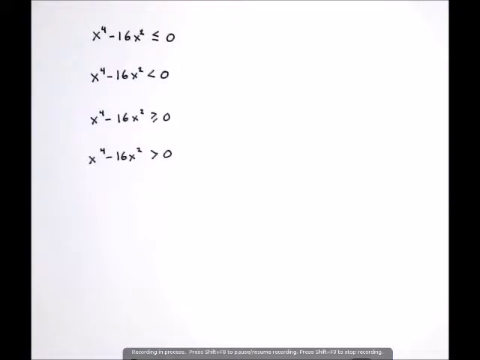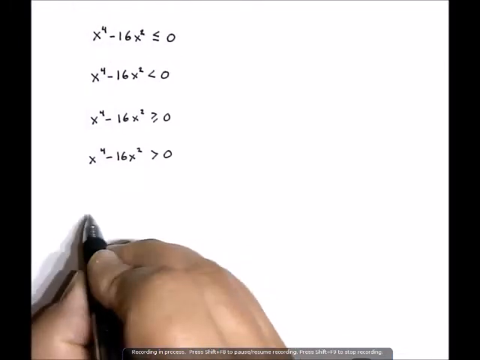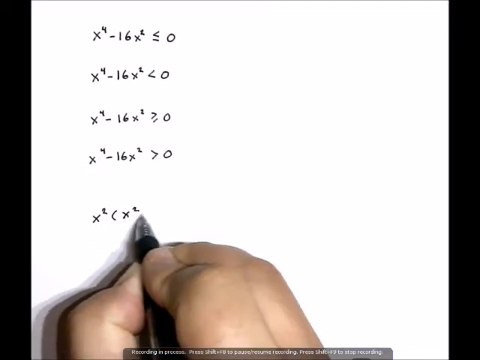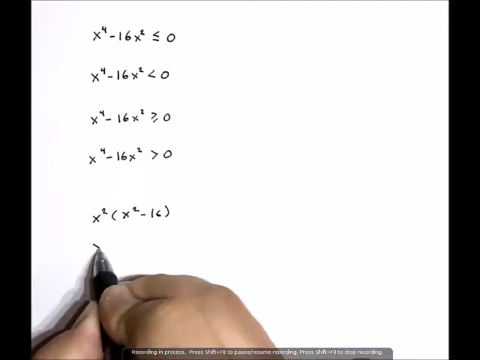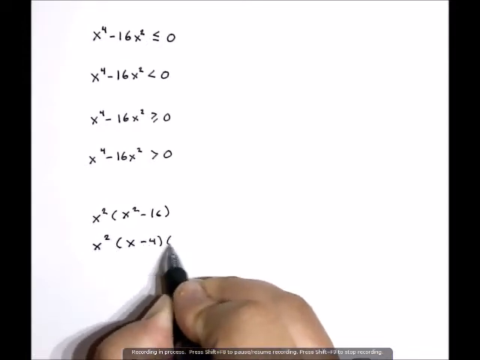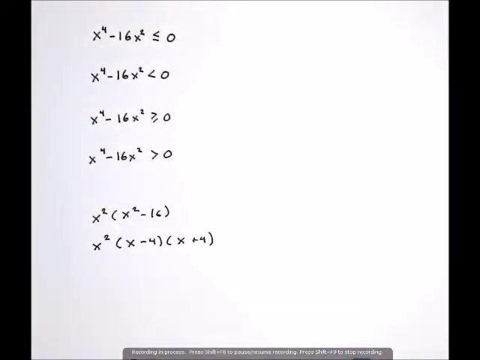And lastly, I'm going to show you one that's a little bit confusing. And you'll note these are all the same. So let's just do the factoring of that once. So first I'm going to divide out the x squared. And then I'm going to factor the x squared minus 16 into that, which gives me my critical points at 0, 4, and negative 4.